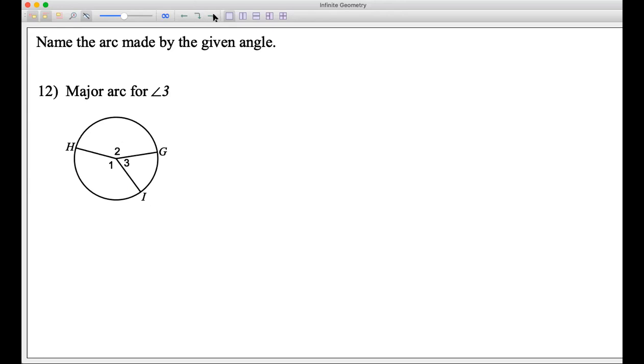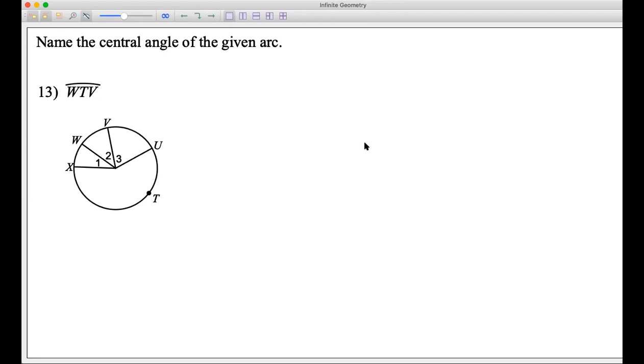Questions? Okay, the rest are pretty straightforward. The very last ones are the hardest ones, and they're the ones that require the most thinking, but these are all pretty easy. All right, so questions 13 through whatever say, name the central angle for the given arc.